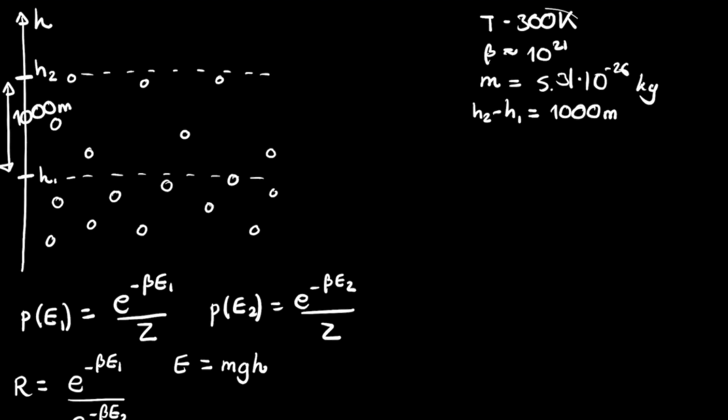And if you substitute all of that into this formula right here, you find that R, the ratio, is equal to 1.13. And so you find that at any point in the atmosphere where there's a 1000 meter gap and the temperature is 300 Kelvin, then the particles are 13% more likely to be found at this lower level than they are at this upper level right here.